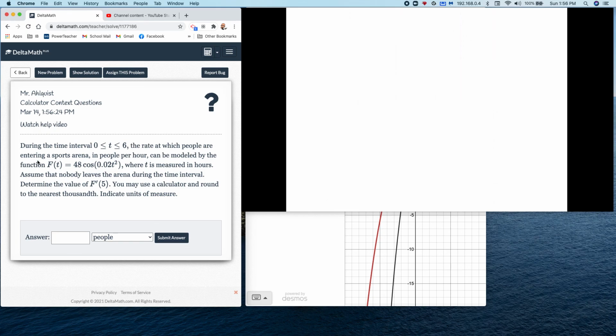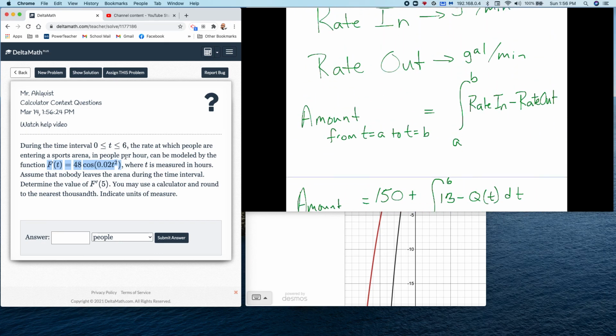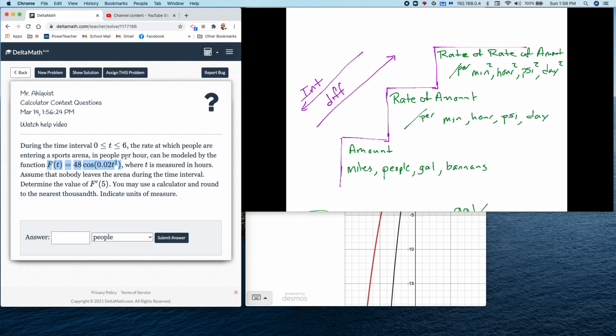The rate at which people are entering a sports arena in people per hour can be modeled by this. So here, this function is people per hour. So let's go back up. People per hour would be maybe right here. Determine the value of f prime of 5. Now we're going up a step, right? So the unit of measure at the very least is going to be people per hour squared.